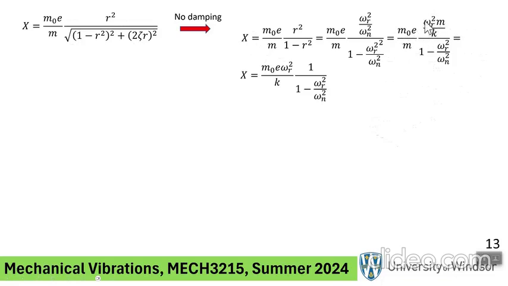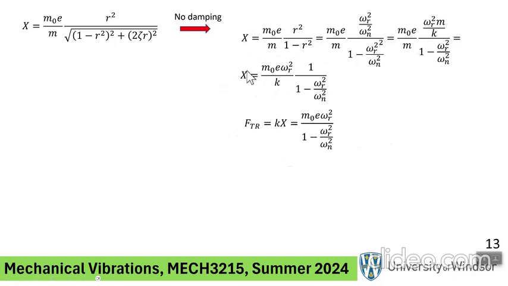Omega R, we know what it is. That's 1800 RPM once converted to radians per second. We know M, 10 kilogram. We don't know what K is, okay? All right. Let's do a little bit more clean up here.